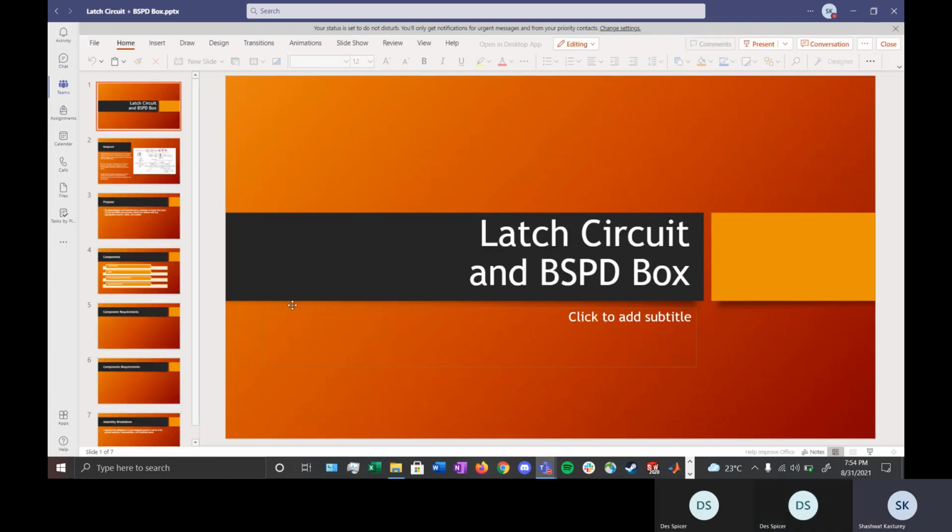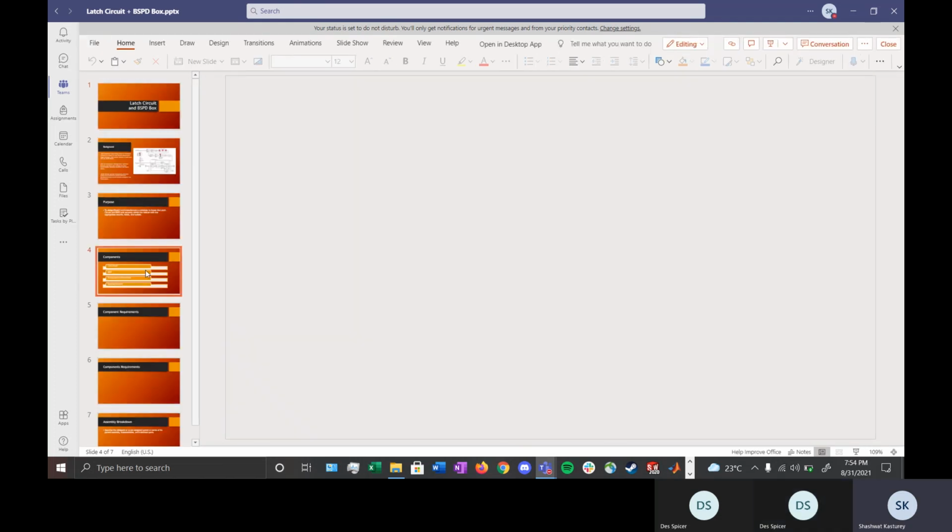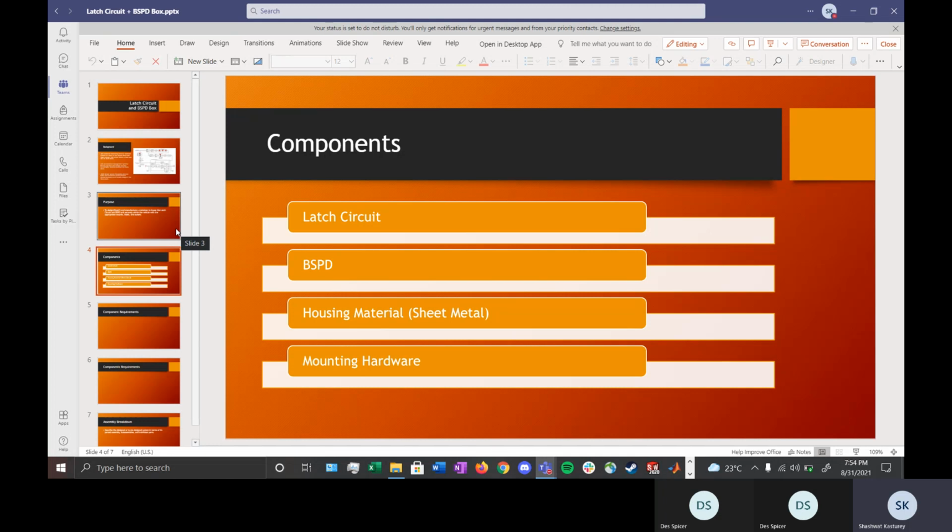Anyway, the two other projects will be pretty CAD modeling focused, a little bit of 3D printing, a little bit of just hardware assembly stuff. You guys will be making boxes for a latching circuit, which is basically a reset circuit, and the BSPD. BSPD is the brake system plausibility device. All these circuits have fancy names.